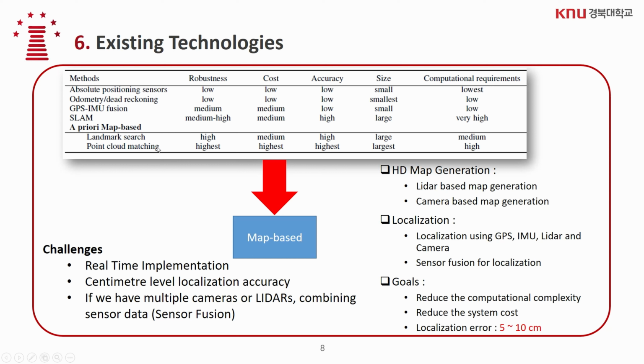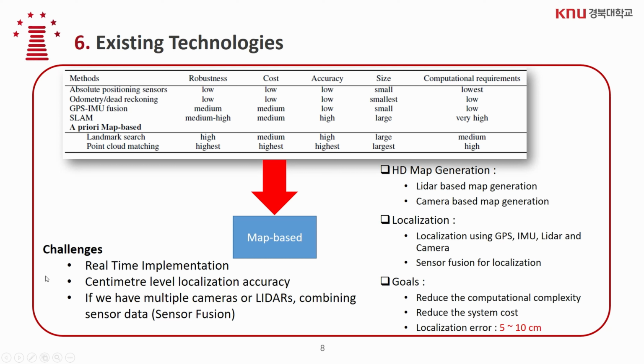In my research, we mainly focus on point cloud matching based systems. The main advantage is the highest accuracy. We don't want to compromise anything on accuracy. Also, we have high-performance server computers, so we don't have to worry about the computational requirement. We have the resources, so we mainly focus on point cloud matching based localization.